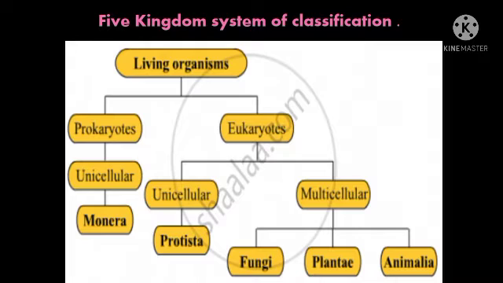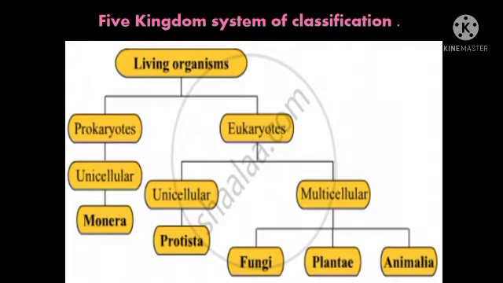Now, we know students, living organisms are classified on the basis of various criteria. The very first criteria used for the classification was complexity of cell structure. So, considering the first criteria, here in the flow chart, you can see living organisms are divided into two parts. The first one is prokaryotes and the second one is eukaryotes.